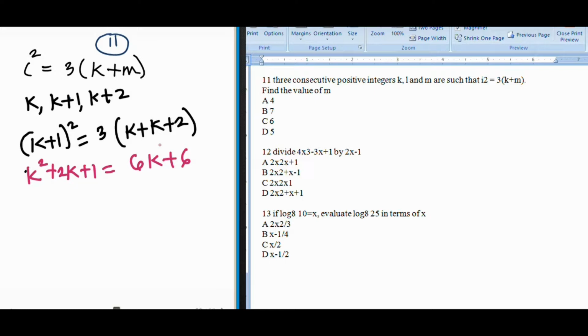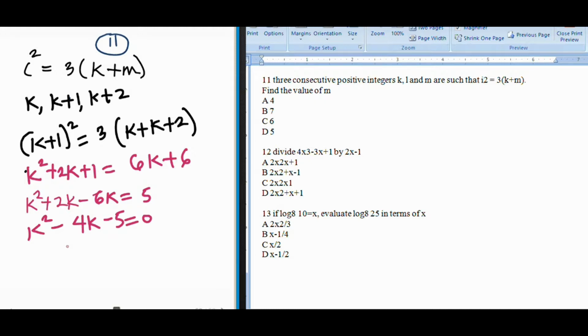Now, collecting the like terms, we have K square plus 2K minus 6K will be equal to 6 minus 1. That will give us K square minus 4K equals 5. Now, if I bring the 5 back, I will now have K square minus 4K minus 5 equal to 0. Again, it's another quadratic equation. Now, we see again whether we can solve it using the factorization method, which I think is possible.